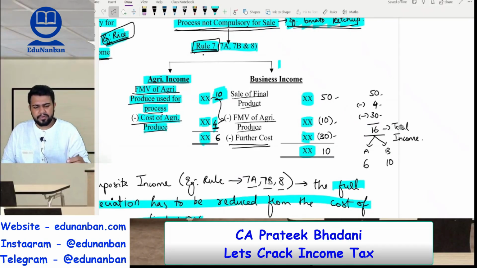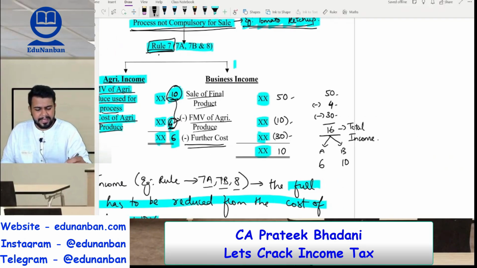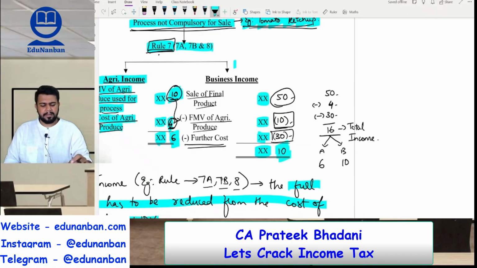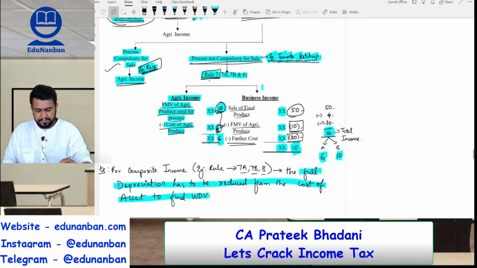So I gave you an example of tomato. If the fair market value of tomato is 10 rupees, and the cost of tomato is 4 rupees, then agricultural income is 6 rupees. Then if the selling price of tomato ketchup is 50, in that you have to reduce the fair market value of tomato, that is 10, and the further cost to make the tomato ketchup, that is 30 rupees. Hence 10 rupees will be business income. That is how we divided 16 rupees total income into business income of 10 and agricultural income of 6. Okay, I hope you are clear with the example.